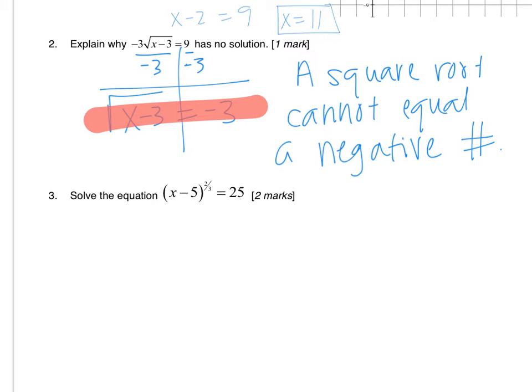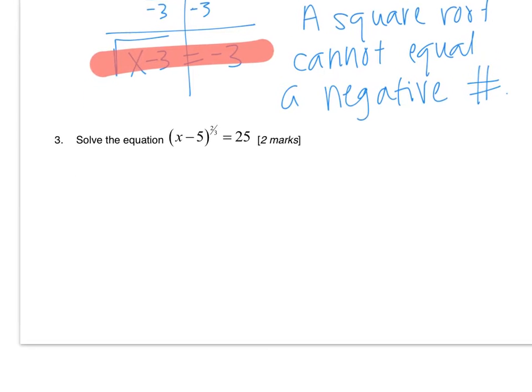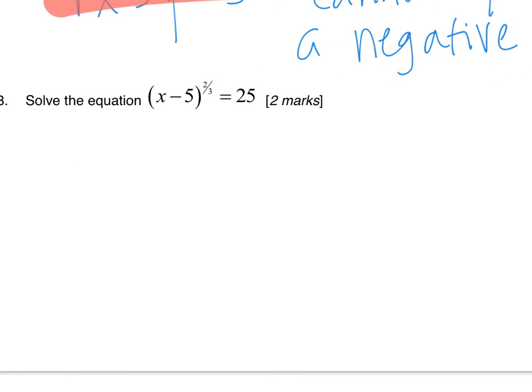All right. Another solving one here. So we want to get rid of that fraction exponent. So to get rid of fraction exponents, we do the opposite fraction. So right now I have 2/3, so we're going to flip that around and get 3/2. So 3 divided by 2. So these cancel. I'm left with x minus 5, and then 25 raised to the 3/2.